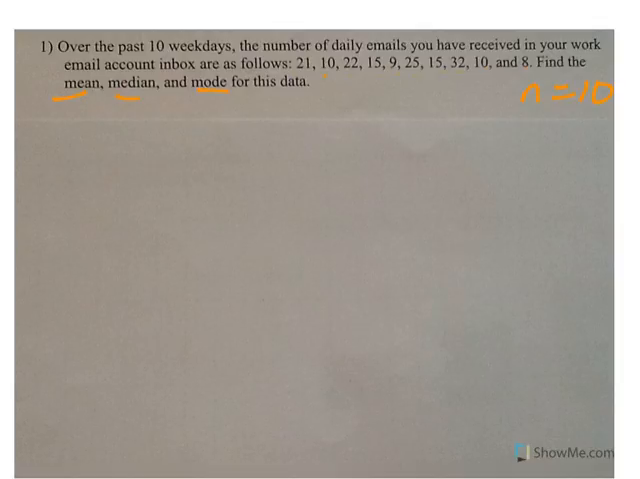So I go smallest first. I have an 8, I have a 9, I have 2 10s, I have 2 15s. I have a 21, a 22, a 25, and a 32. And I count 1, 2, 3, 4, 5, 6, 7, 8, 9, 10. Yep. Counting takes 3 seconds, and it's so important to make sure that you do that.